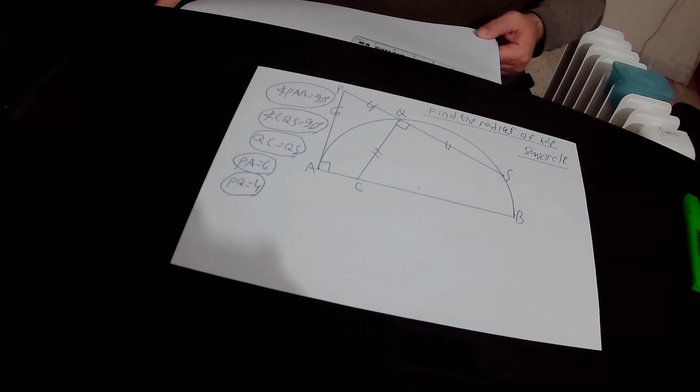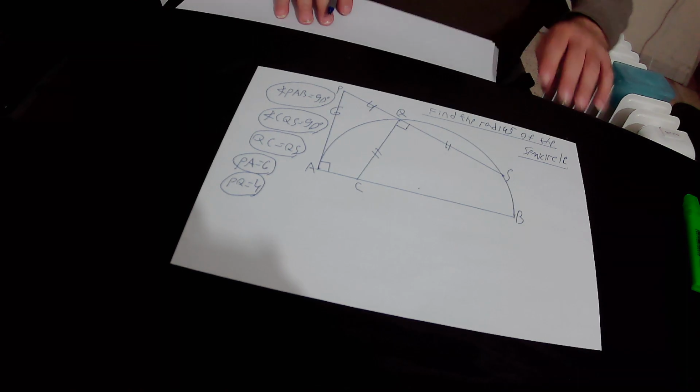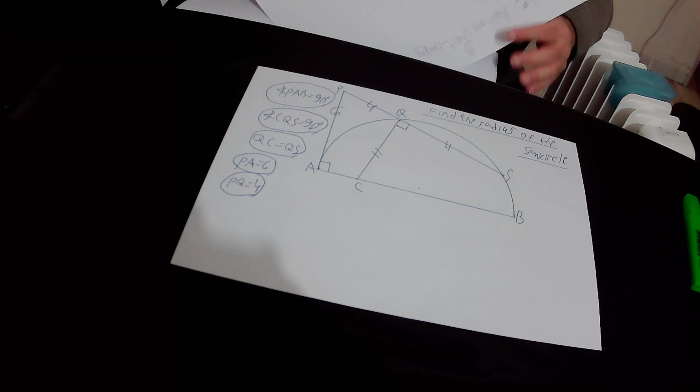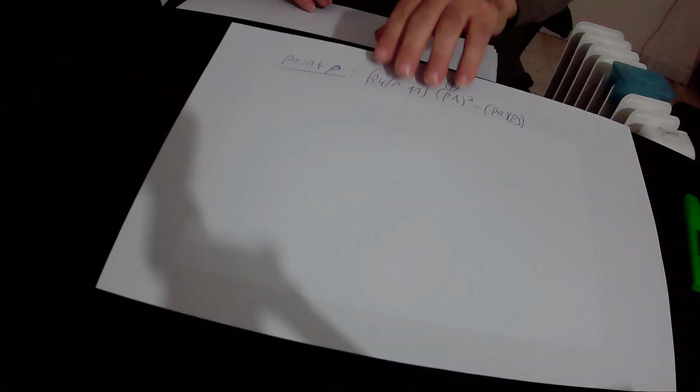Repeat again. According to rule number 10, if we focus on point P in the drawing, we get that PA square equals PQ times PS.